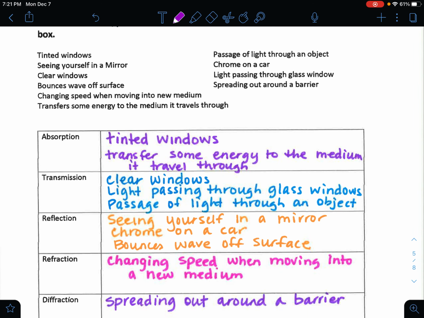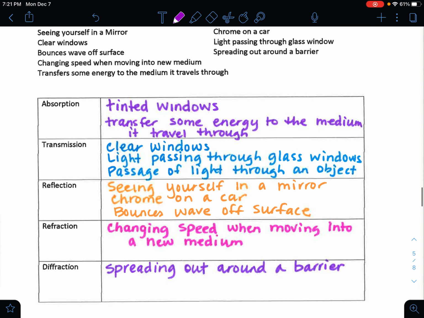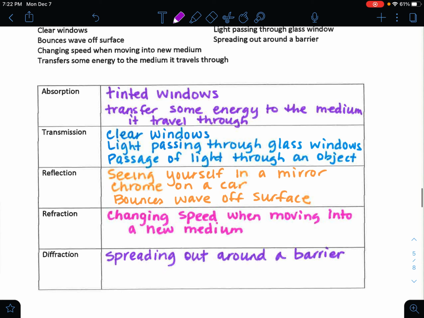Reflection, so we see ourselves in a mirror, anything that's shiny, chrome on a car, the wave is going to bounce off that surface. Refraction, changing speed when moving into a new medium. So that was that pencil in the cup. And then diffraction is spreading out around the barrier.